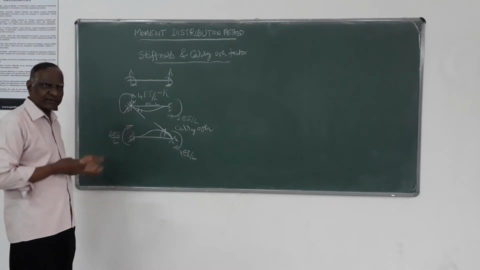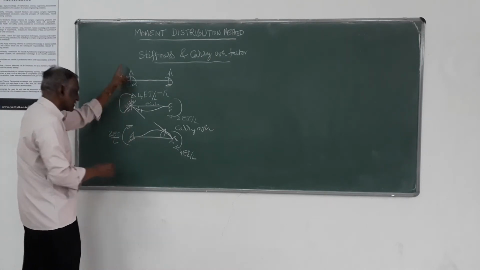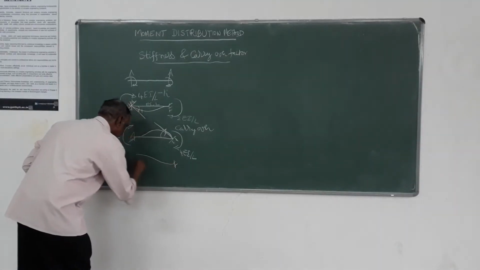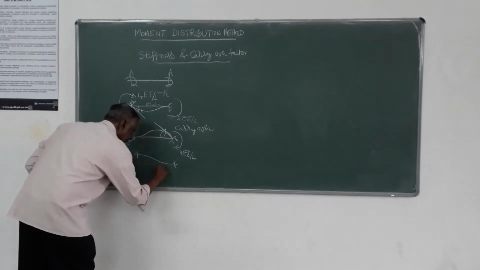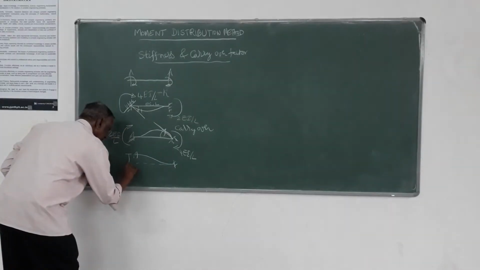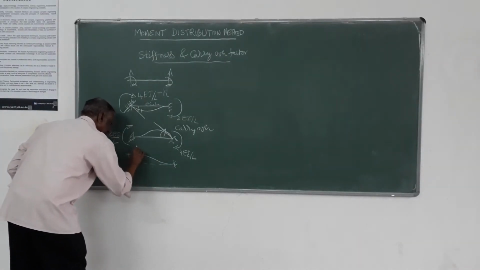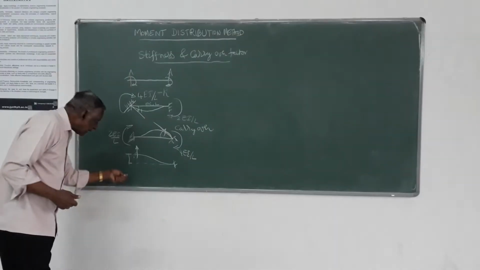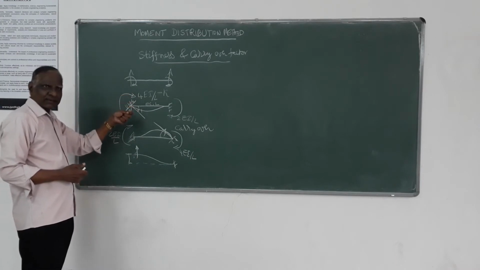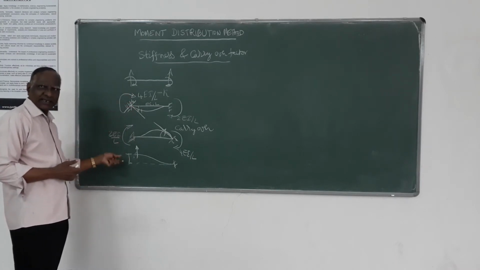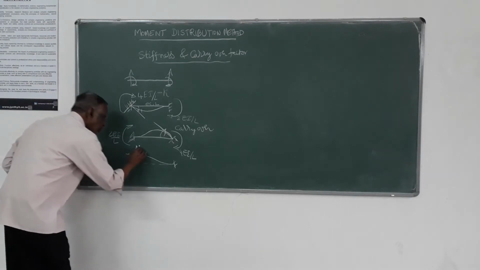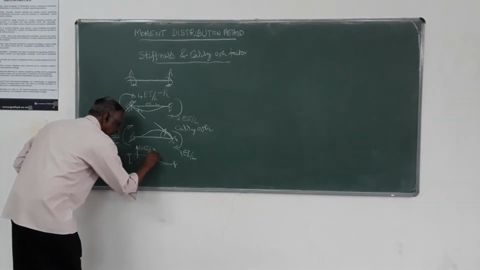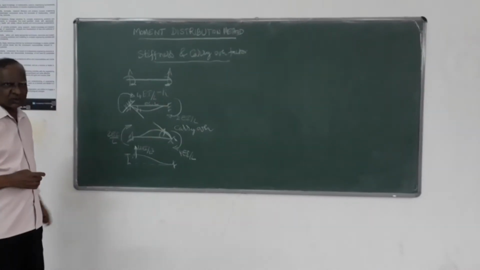Same principle is being used. Similarly, if you give a translation at one end by unit translation here, earlier it was fixed at both the ends. Now I am forcing it to move in the vertical direction by unity. The force required to give that can be derived as 12EI by L cube.